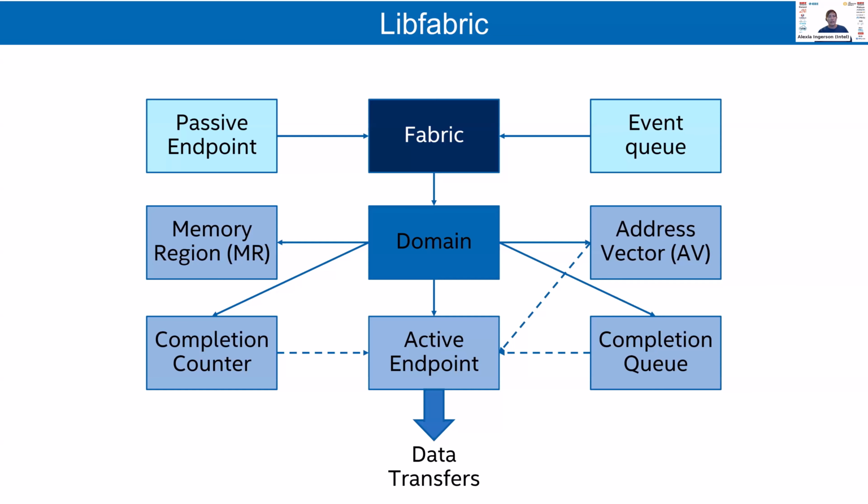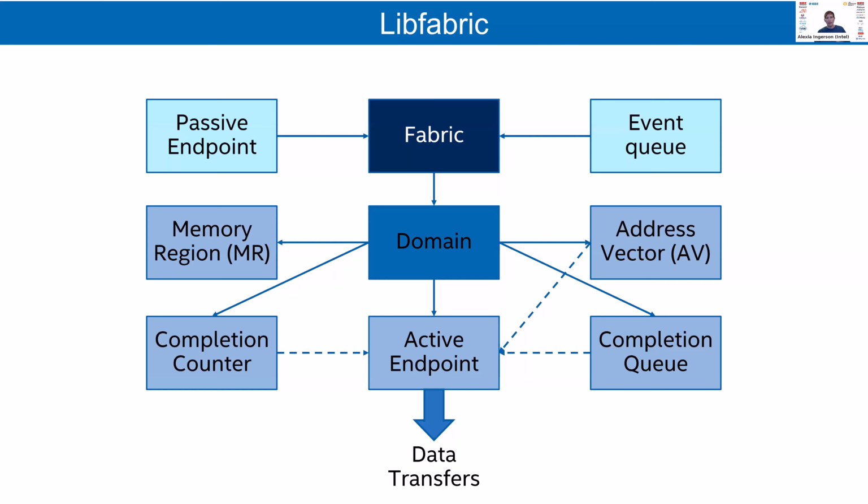Passive endpoints are allocated directly under the fabric. They're only required when using a connection oriented protocol. So the passive endpoint is where you're going to be listening for incoming connection requests and then accept those connection requests. And then the events associated with that connection management, like those incoming connection requests to the passive endpoint, those are going to be reported on an event queue, which is also directly allocated under the fabric.